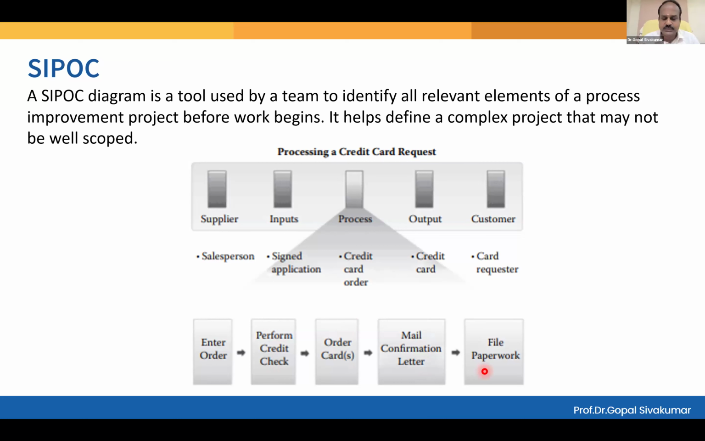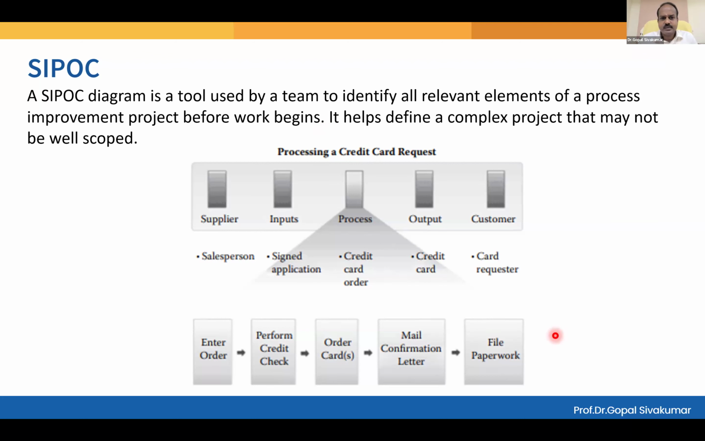All of it, you understand the bigger picture of the process that we are trying to improve? Please confirm. Do you understand the bigger picture, what we call a high level process map? Why? Because we only show the few important steps, not the complete detail. Order placed, perform the credit check, then order the credit card, then mail confirmation to the client, and paperwork. The dispatch process is out of the scope.